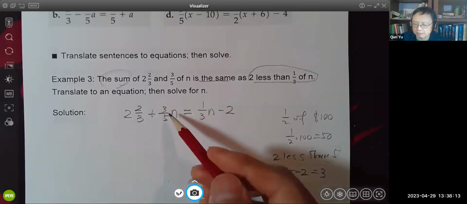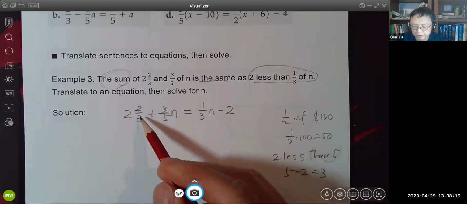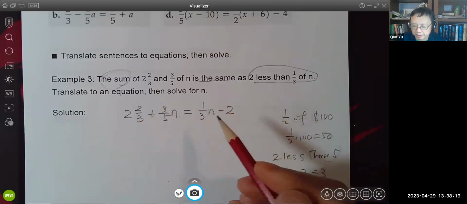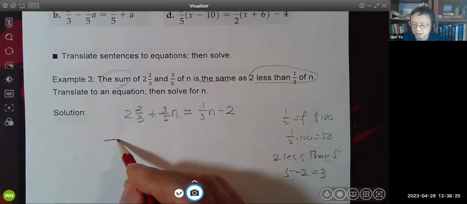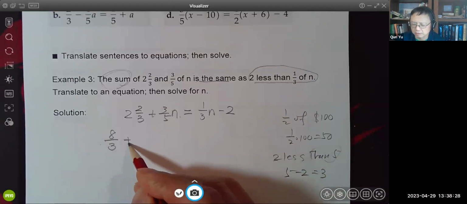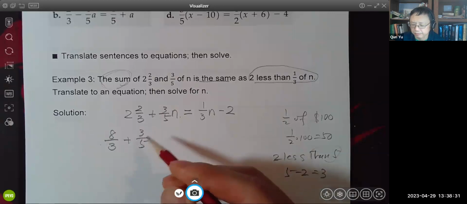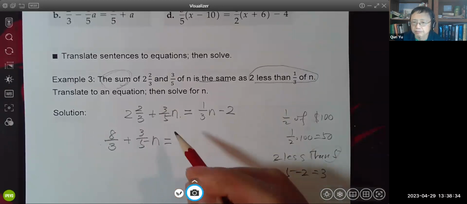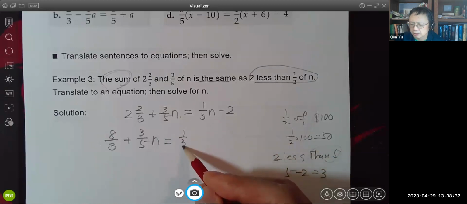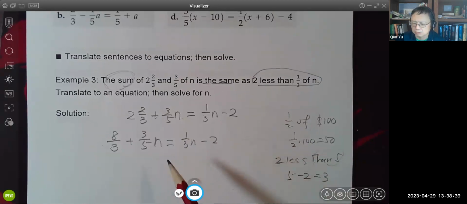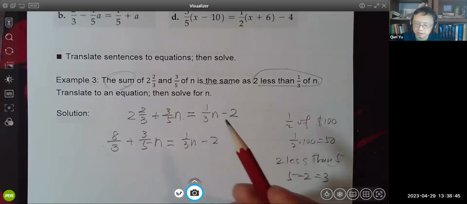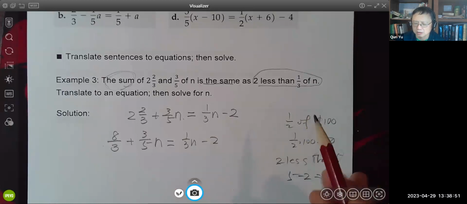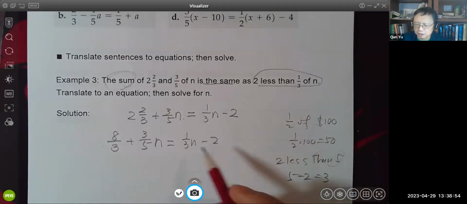Now, apparently, we have a fraction equation. Actually, we have a mixed number. And before we multiply by the LCD, we have to convert the mixed number into an improper fraction first. And that is 8 over 3. So we copy the whole equation here. 1/3 of n minus 2. Between 5 and 3, the smallest common multiple is the LCD. The smallest common denominator is the smallest common multiple of these denominators. So it's 15. We're going to multiply 15 by each term.